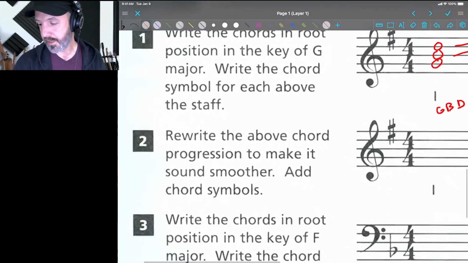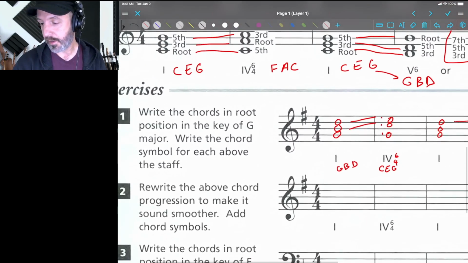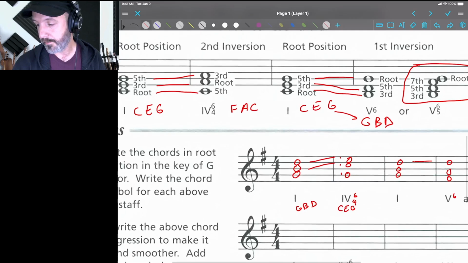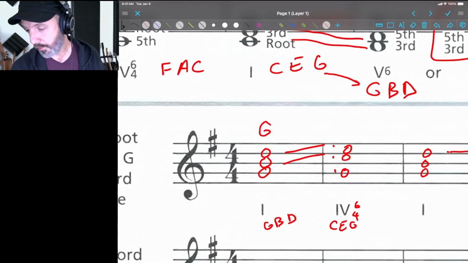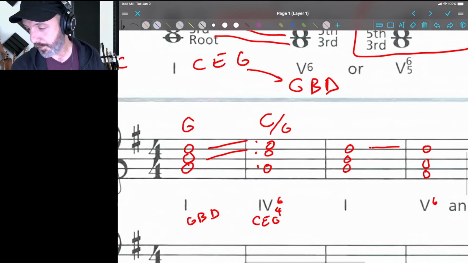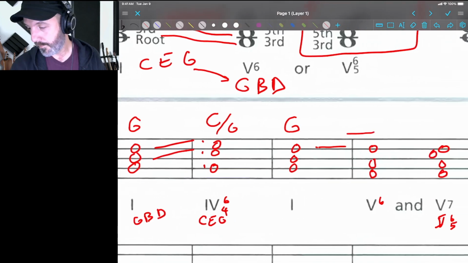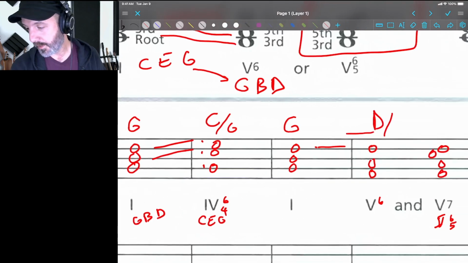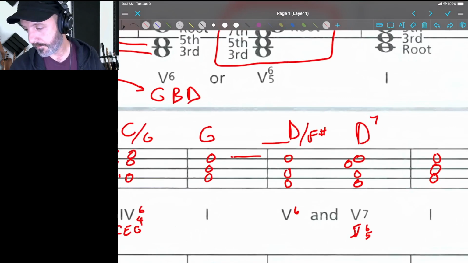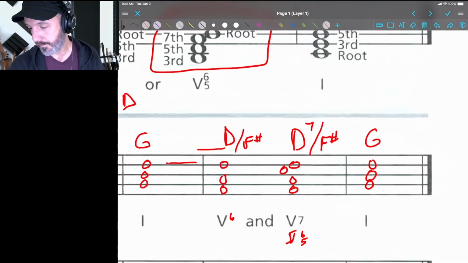Rewrite the progression, make it sound. Oh yeah, we forgot to write a chord symbol for each. All right, so this can be a G chord. This is a C chord with G being the lowest note. G chord. D chord with an F sharp lowest note, or it can be a D7, F sharp lowest note, G.